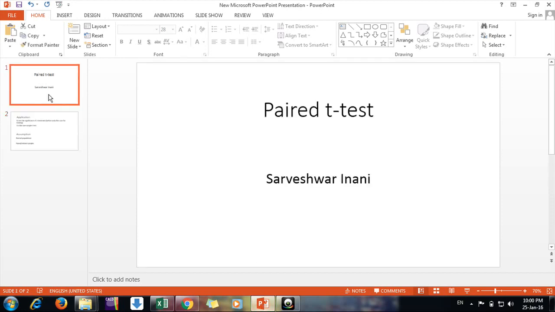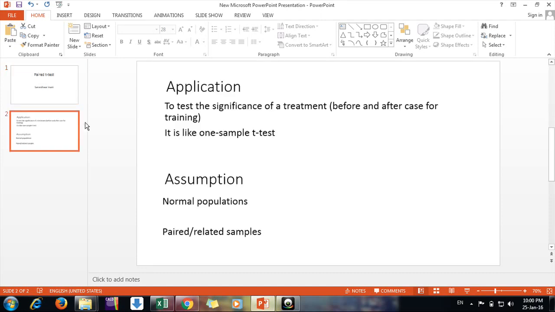So first of all, friends, what is a paired t-test? For a paired t-test, we have samples that are not independent. They are paired, like in a before and after case. For that purpose, why do we use a paired t-test?